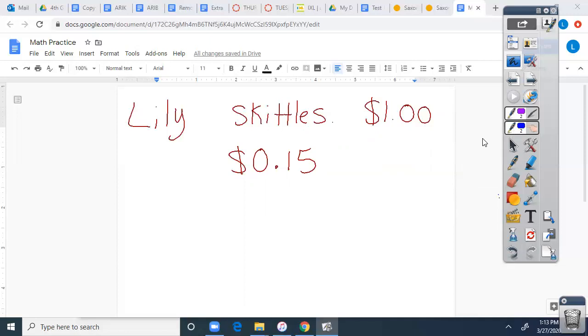Well, she gave the cashier $1 and the cashier gave her back some money, right? So we're going to subtract to figure out how much the Skittles actually cost. Okay, so we've got $1 minus 15 cents. Those decimals don't look super lined up because I made that too big. So I'm going to just show you what it should really look like.